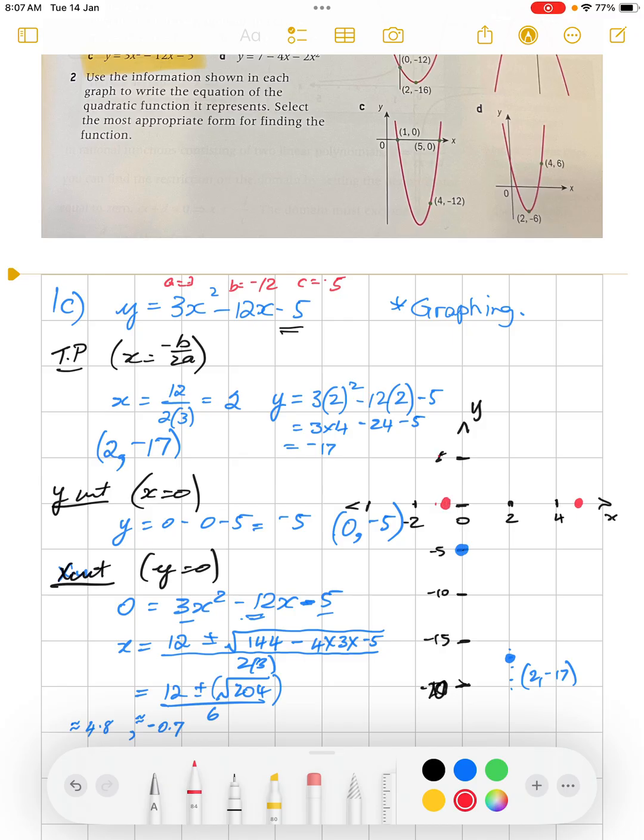Now if we join these points, that's not very smooth, let's try again. That's good enough. So there's our parabola, although it's still not the greatest parabola. I'm going to do this again. Yeah, that's a little bit better. Third time lucky.